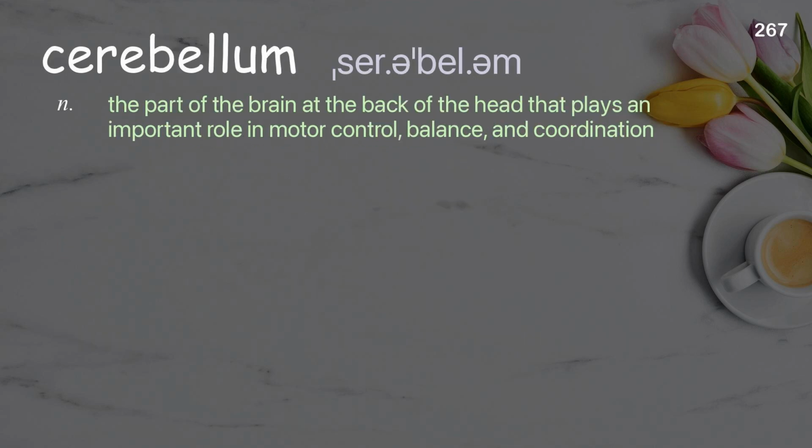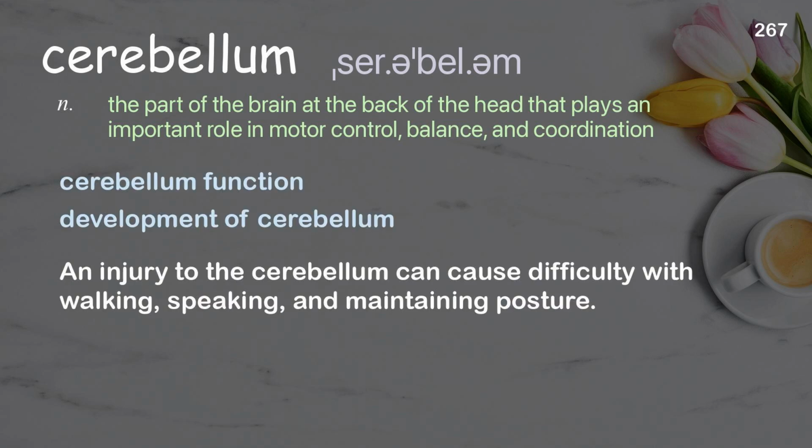Cerebellum. The part of the brain at the back of the head that plays an important role in motor control, balance, and coordination. Examples: Cerebellum function. Development of cerebellum. An injury to the cerebellum can cause difficulty with walking, speaking, and maintaining posture.